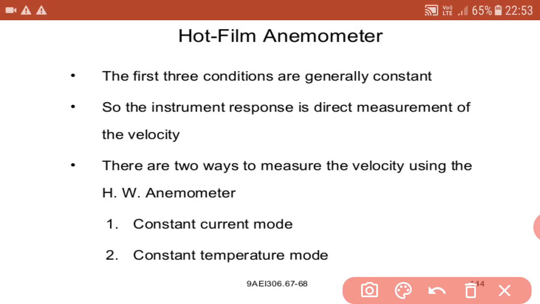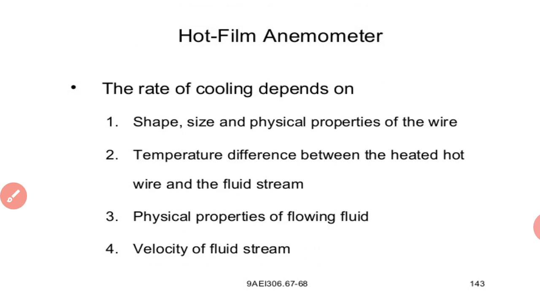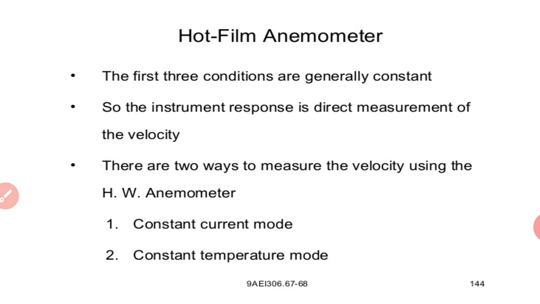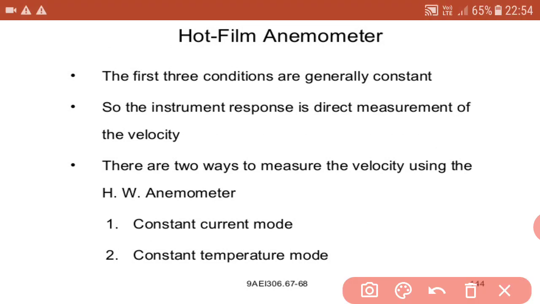The first three conditions are generally constant. So the instrument response is a direct measurement of velocity. This first three is constant, which means the instrument response is a direct measurement of the velocity.